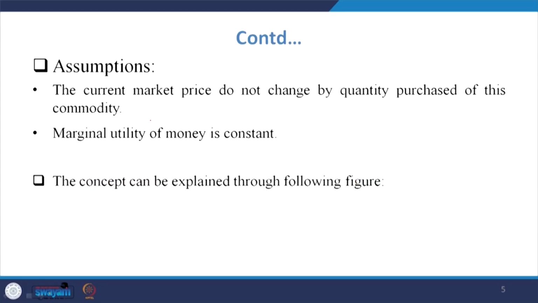This is based on some assumptions. First, the current market price does not change with the quantity purchased of this commodity. So, we assume when we estimate the consumer surplus that the market price is given and it is not varying due to the change in the units of a commodity purchased by the consumers.